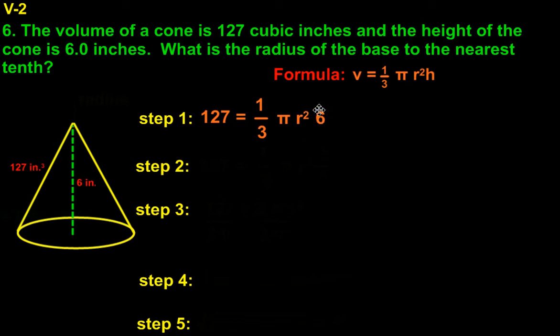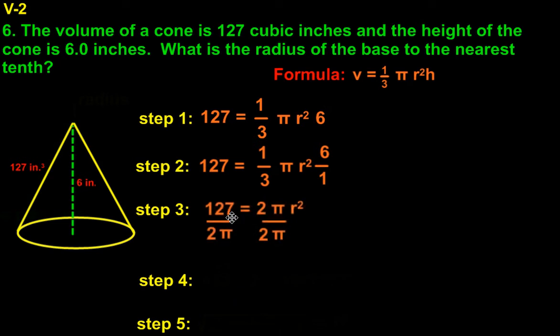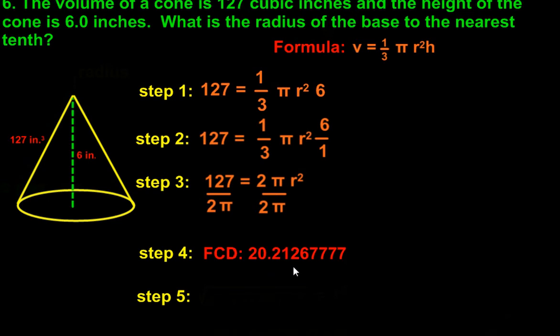We can then set this up so that the 6 is a fraction, and that would enable us to then cross product, which is going to get rid of this 3 and turn that into a 2. The 2 can then be brought over in front of the pi like this, so we get 127 equals 2 pi r squared. We can divide by 2 pi on both sides, and that's going to get us a full calculator display of 20.2126, and the 7 is going to be repeating.